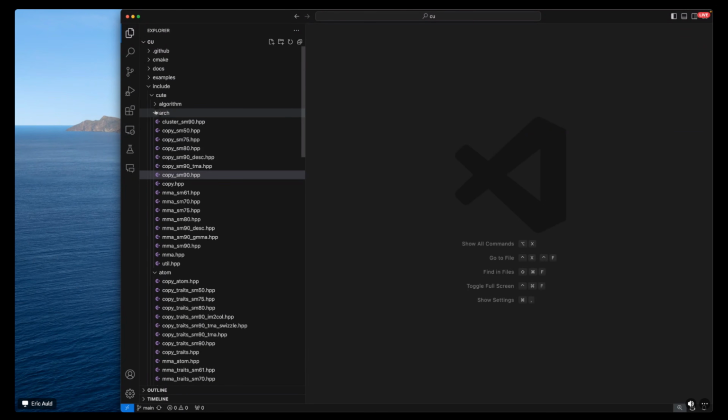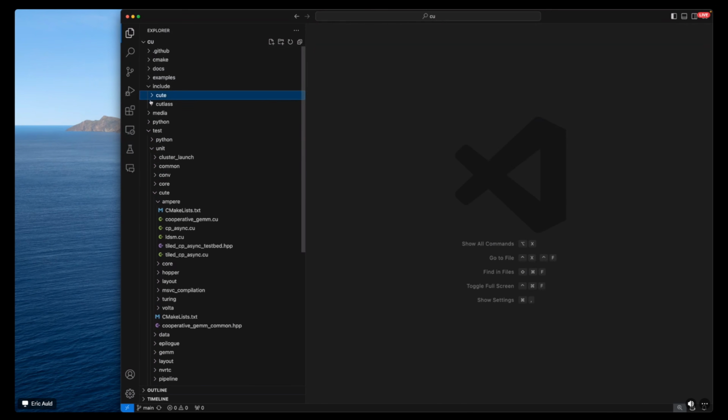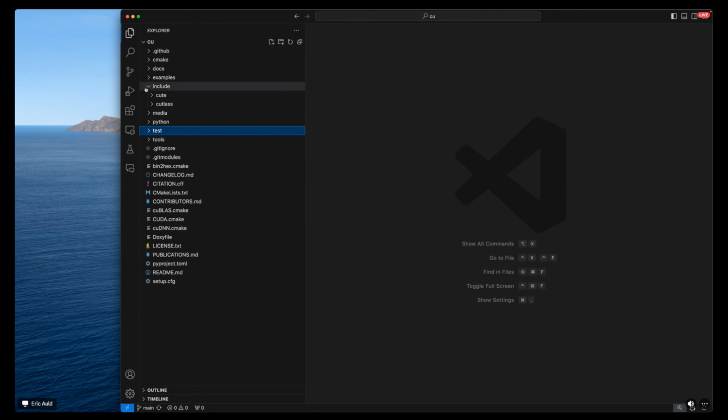I have now opened up the folder, which I called CU as an abbreviation for CUTLASS. Here we're at the very top level. First of all, it's a header-only library, so everything that is a moving part is in this include directory. Great. We also had a question in the beginning: where's the distinction?